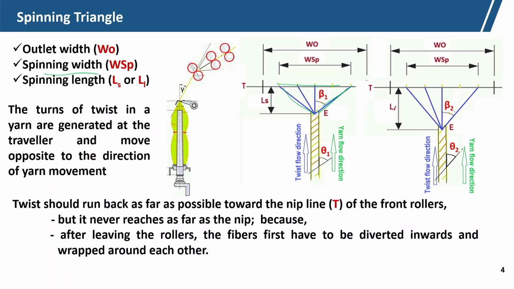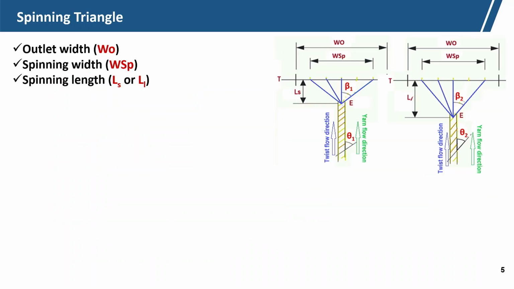So, fibers have to be diverted and then they will form a part of the yarn, and that is why this twist does not flow up to the nip point. But in compact spinning, the basic idea is to reduce the spinning width. If we can reduce this width, then the twist can flow up very close to the nip point.